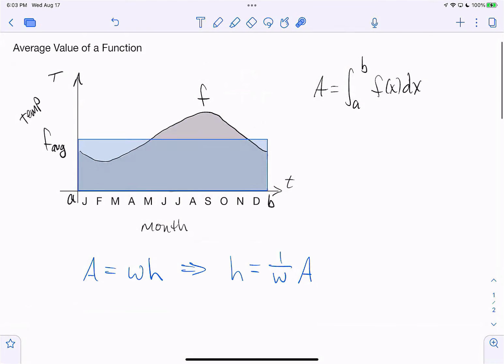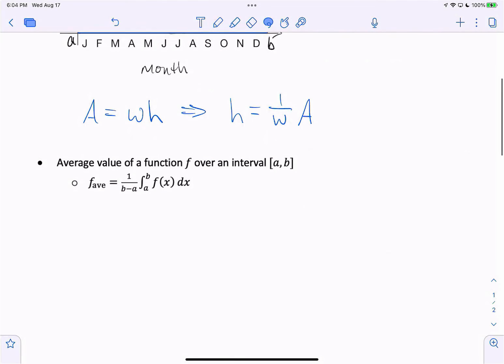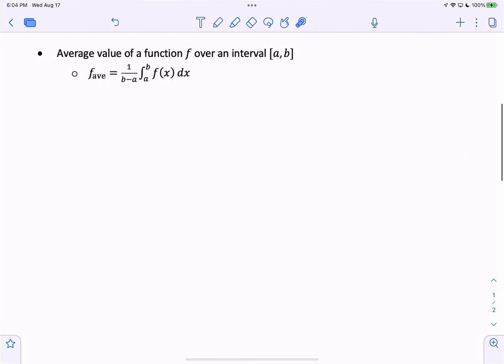That leads us to a formula. Formula being that the average value of a function f over an interval from a to b is f(AVE) equal to 1 over b minus a times the integral from a to b of f of x dx. Look, the interval width is b minus a. So 1 over that b minus a times the integral. That's why I didn't write this as a fraction, just so that this would be easier to think about.